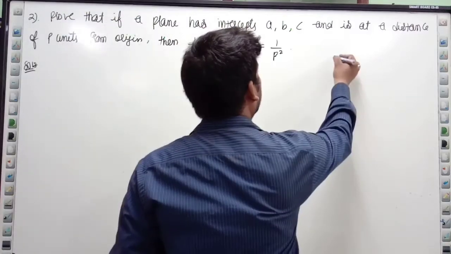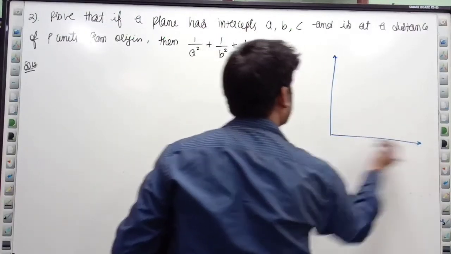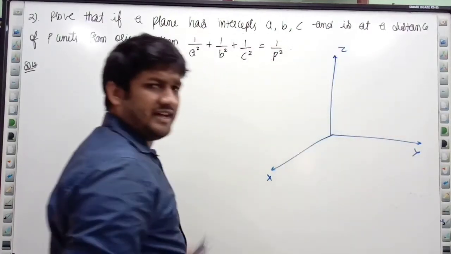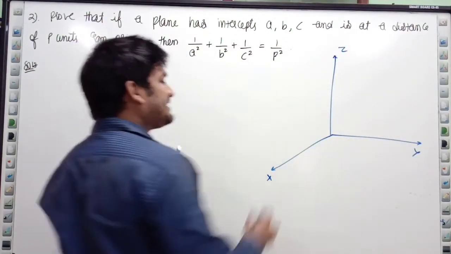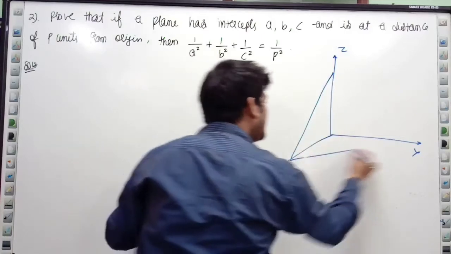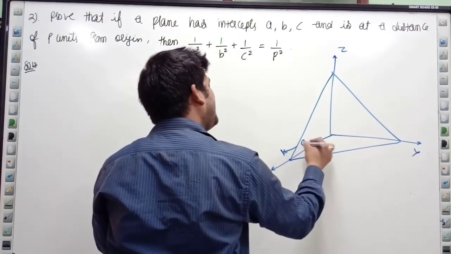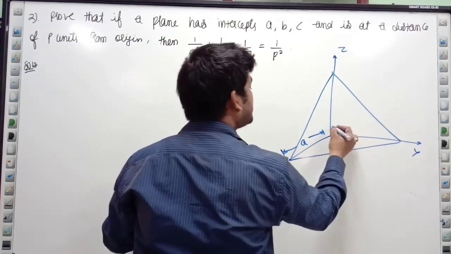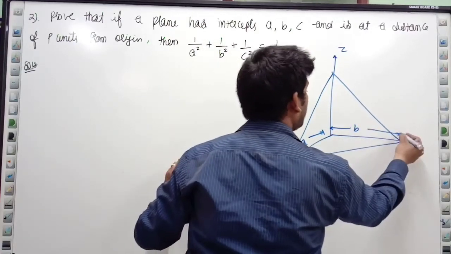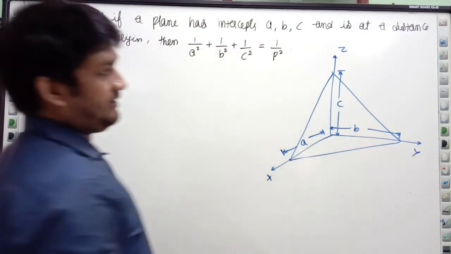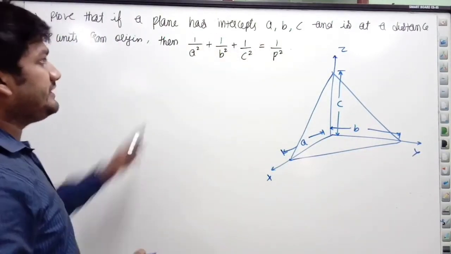Now I am drawing a plane. These are coordinate axes, x axis, y axis and z axis. Now a plane is cutting the x axis, y axis, z axis in such a way that its x intercept is a, y intercept is B and z intercept is C, right? So we need to prove this.